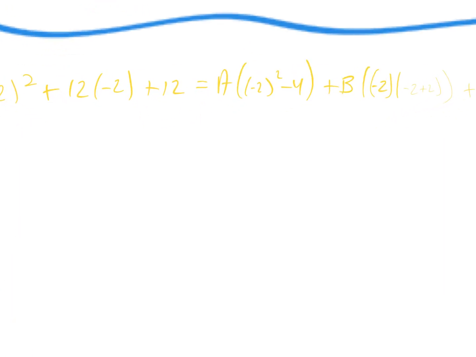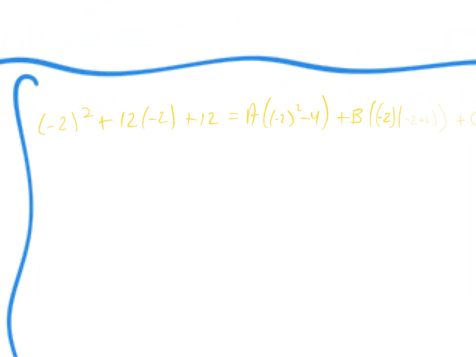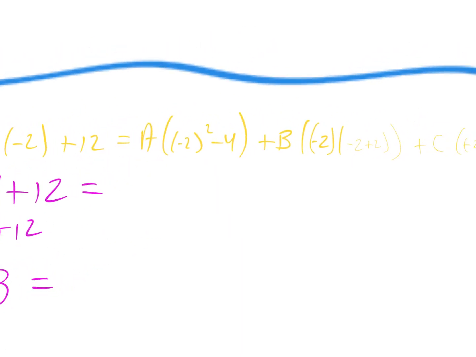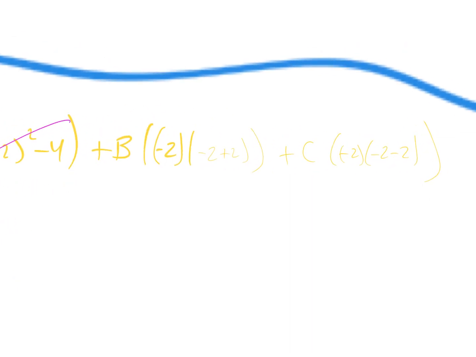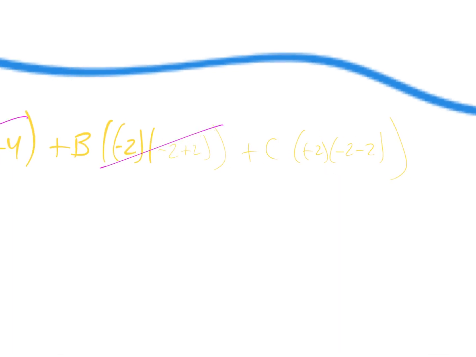All right, so if we evaluate, guys, negative 2 squared is 4, right? What's 12 times negative 2? Negative 24, good, plus 12. Keep simplifying the left-hand side. What's 4 minus 24? Negative 20 plus 12 gives you negative 8, okay? Now let's go to the right. Negative 2 squared is 4. 4 minus 4 is gone. Negative 2 plus 2 is 0 times negative 2, gone. God bless. What's negative 2 minus 2? Negative 4, and then negative 4 times negative 2 is 8.